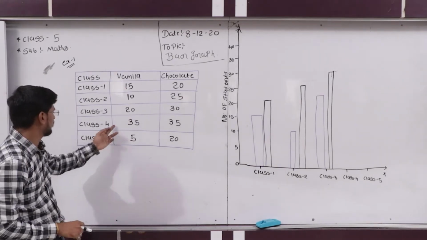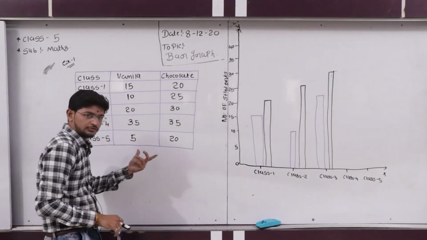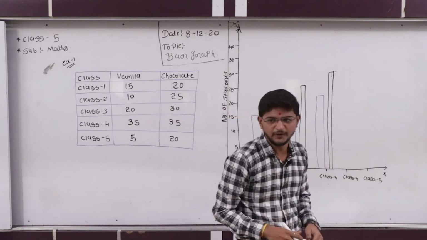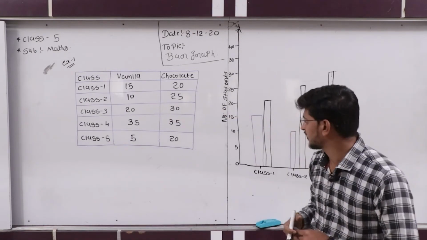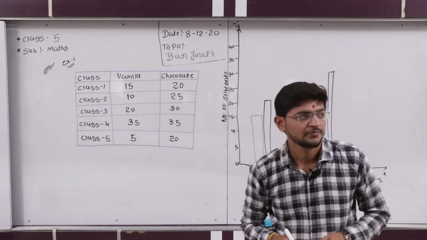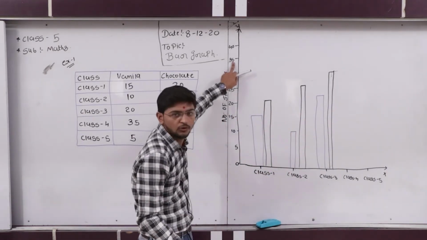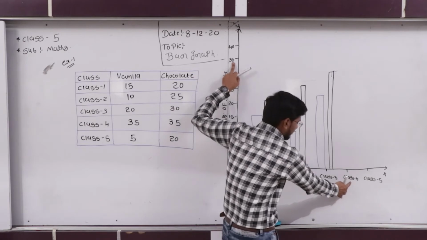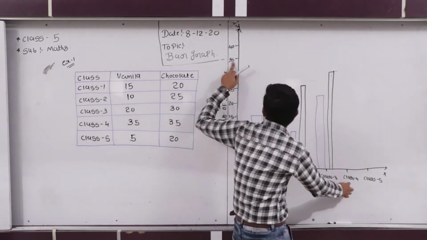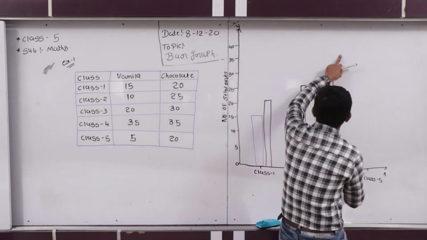Next is class 4. Vanilla ice cream. 35 students like vanilla ice cream in class 4. So find 35 on the y-axis and class 4 on the x-axis, right? So draw a bar graph for vanilla ice cream in class 4.